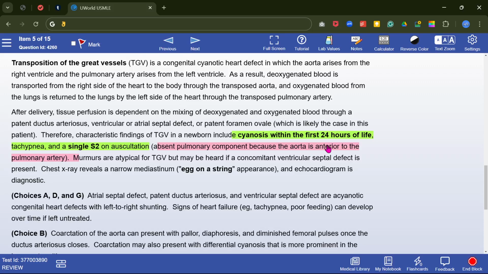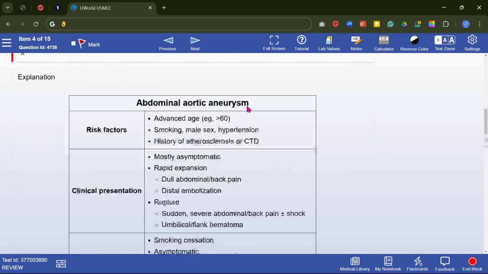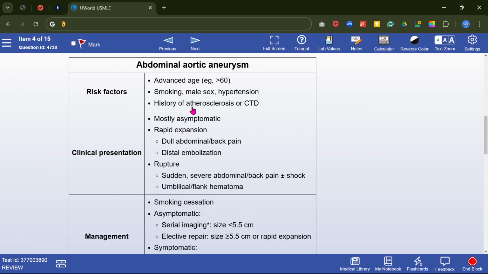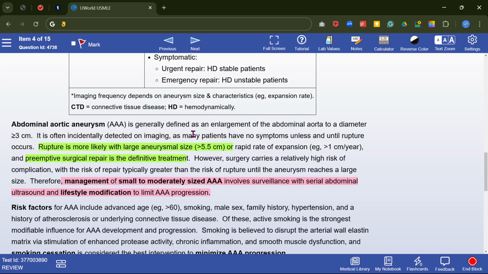Egg on string appearance. Abdominal aortic aneurysm can be caused by active smoking. Management of abdominal aortic aneurysm is ultrasound and lifestyle modification.